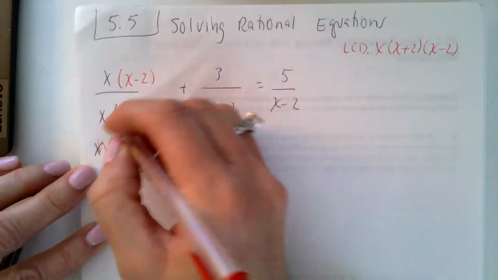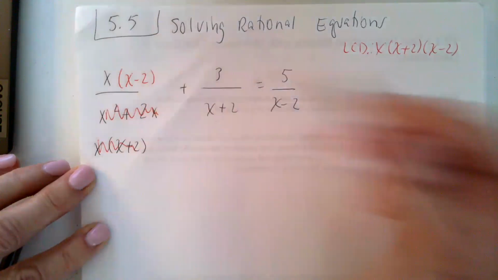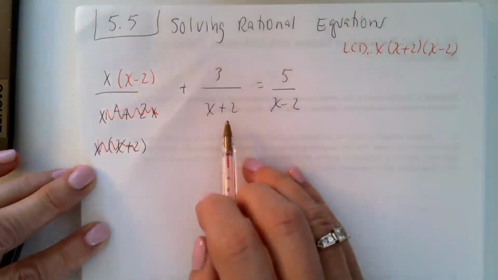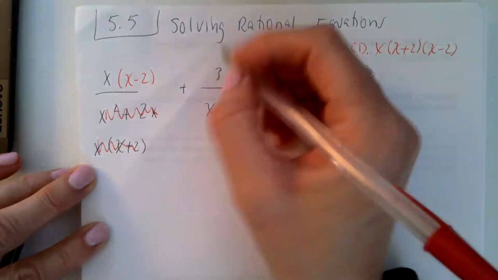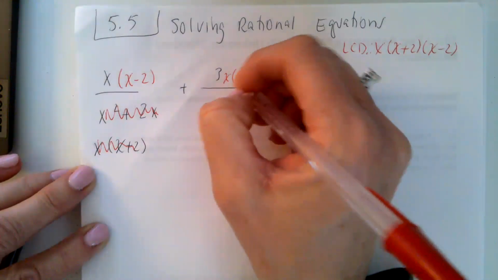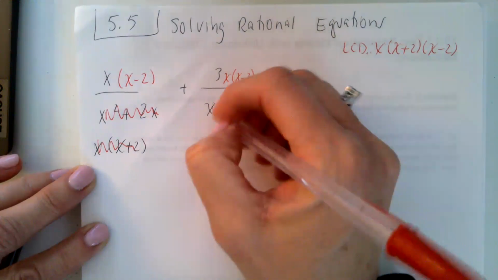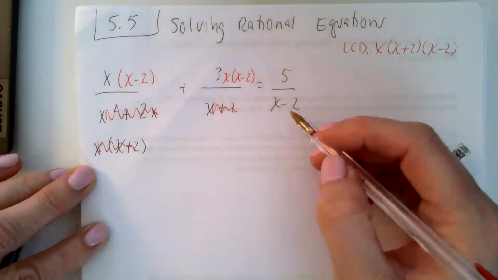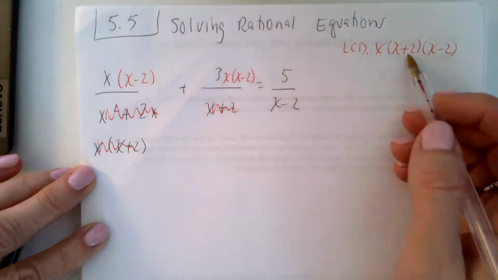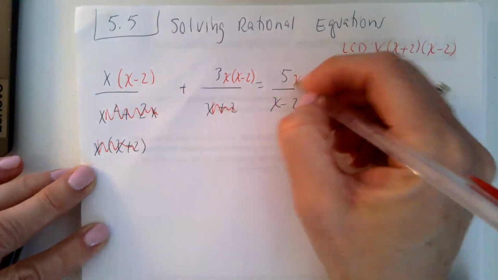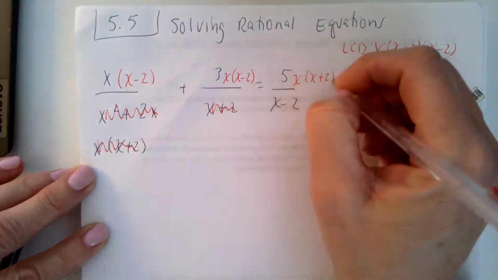And then our denominators go away. In the second fraction, the x plus 2, we're missing an x and an x minus 2. So we have to multiply it by x and x minus 2. And then on the right-hand side of the equation, we have an x minus 2, so we're missing an x and an x plus 2. So x and x plus 2.